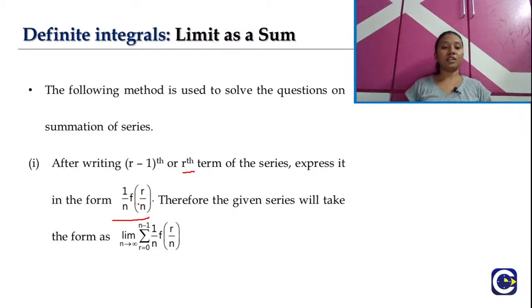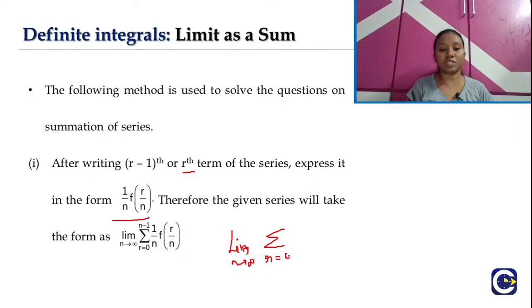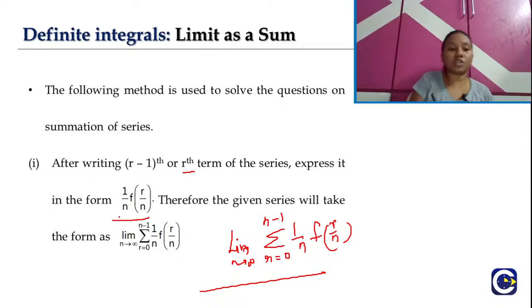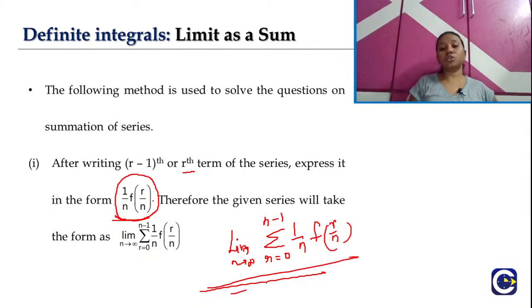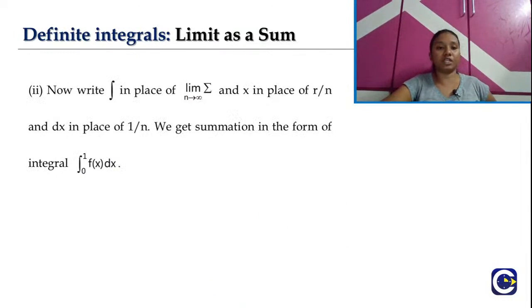Right. And then our series will be turning out to be limit n tends to infinity. And what are the limit values? That is r will be starting from 0 to n minus 1. And we'll be having the inside term functions f of r by n into 1 by n. So we are going to convert and write our infinite series in the format of 1 by n f of r by n. And after that we are going to apply this limit. Right. So if we could do this, and what we are going to substitute here to convert into definite integration.